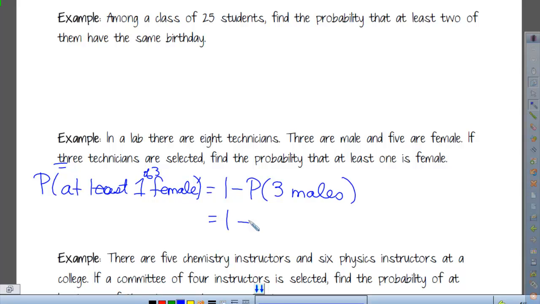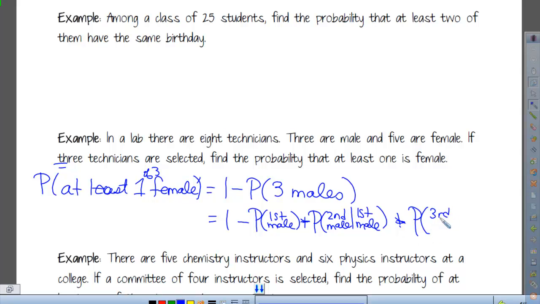We get the probability that the first one is male. Yeah, let's just write this out just so we remember. Times the probability that the second is male, given that the first was male, times the probability that the third is male, given that the first and second were male.